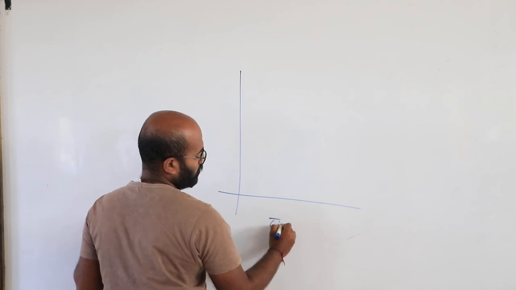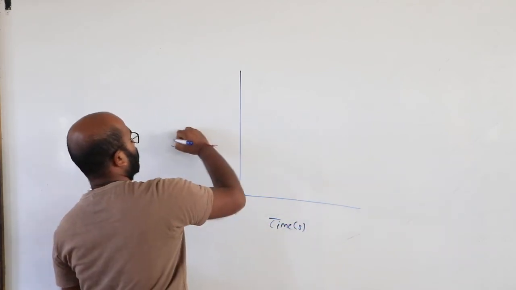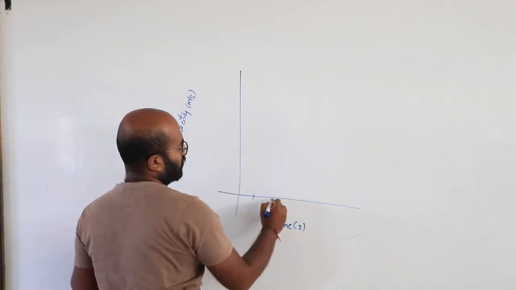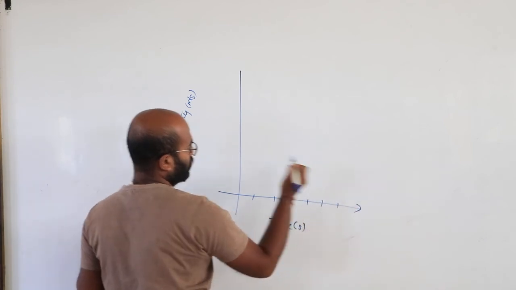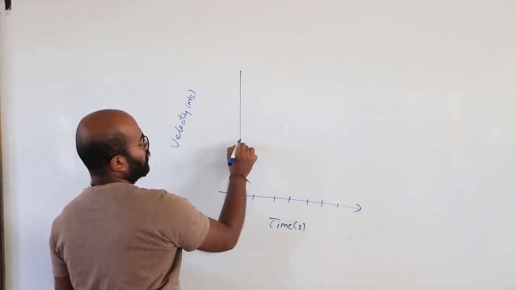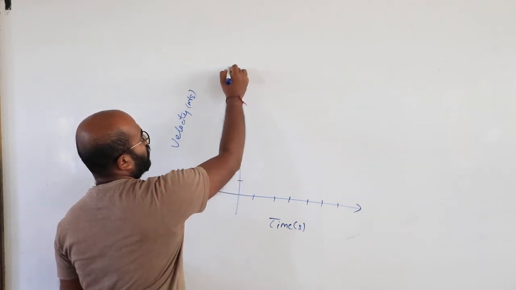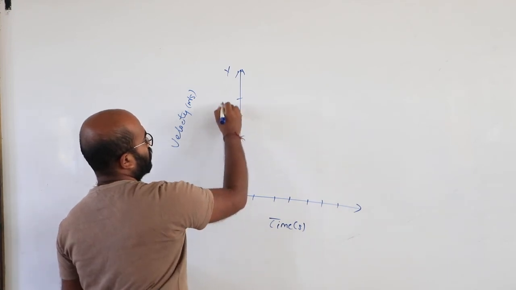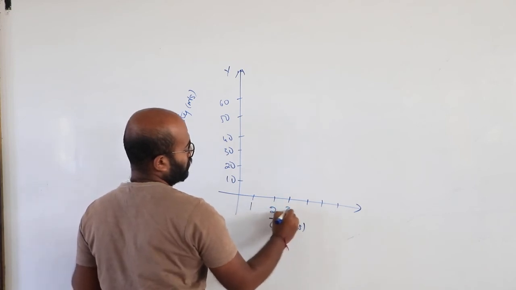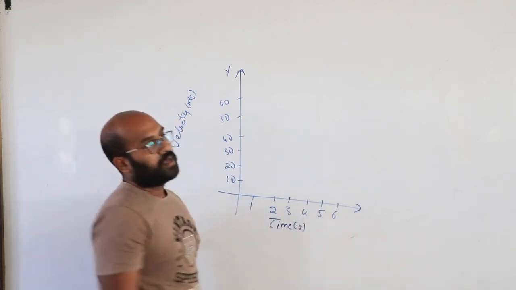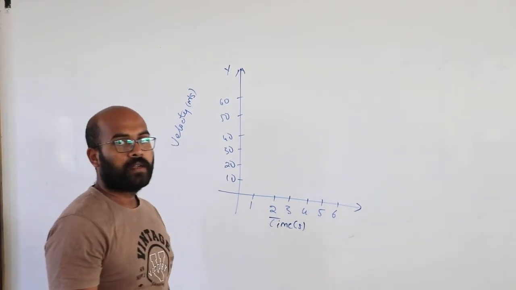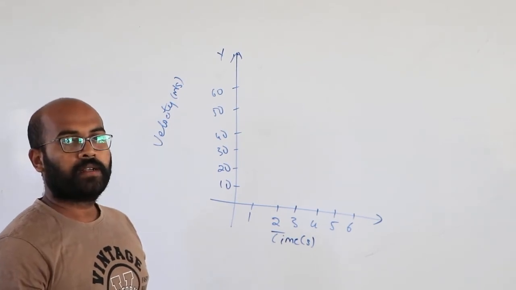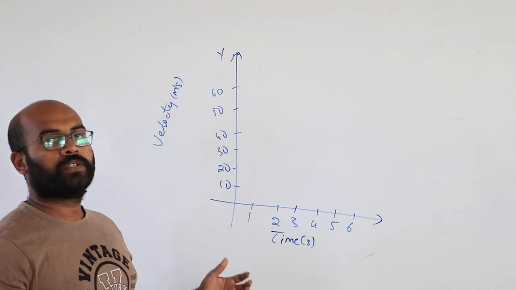Same as before, time in seconds, then velocity in meter per second. So 1, 2, 3, 4, 5, 6, and so on. Similarly, 10, 20, 30, 40, 50, 60 and so on. Suppose an object is moving with a velocity of 50 meter per second. From the starting itself, it is moving with a velocity of 50 meter per second.